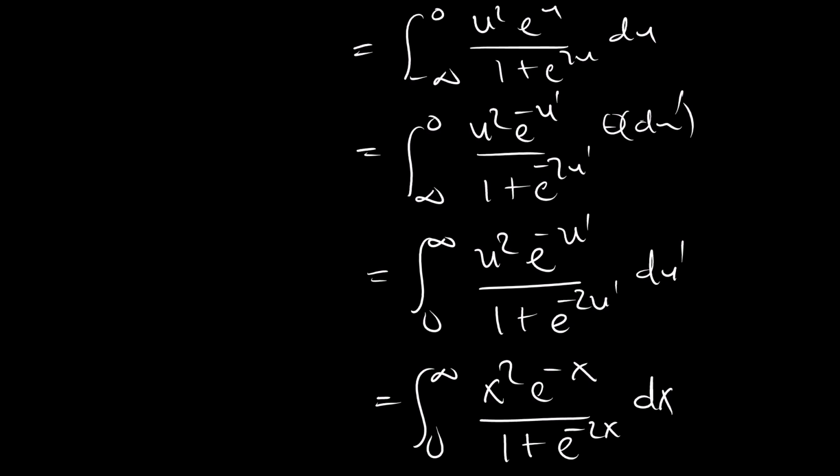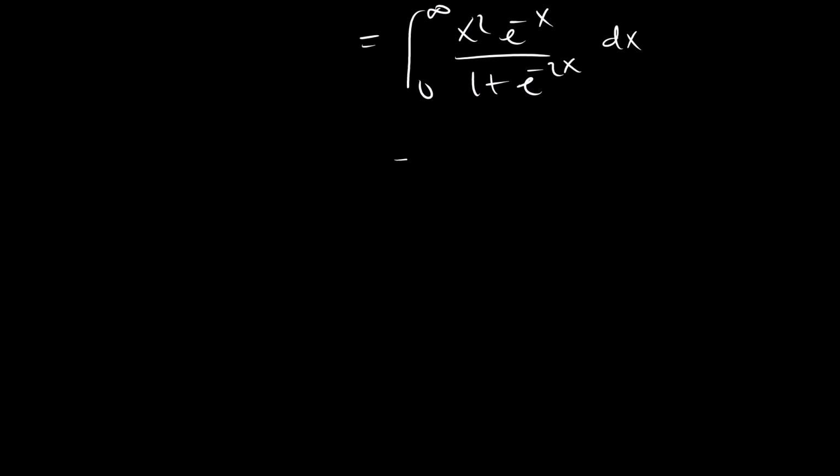It's easy to use. So we've come to the integral from x equals 0 to infinity of x squared e to the power negative x over 1 plus e to the power negative 2x.